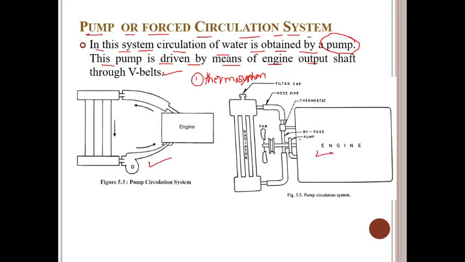This is the engine, this is the pump, this is the thermostat, hose pipe, filter, radiator, fan, this is the bypass, and this is the pump. The pump is driven by means of the belt from the engine crankshaft. The belt is run with the help of the crankshaft. The thermostat is employed to control the flow of coolant.